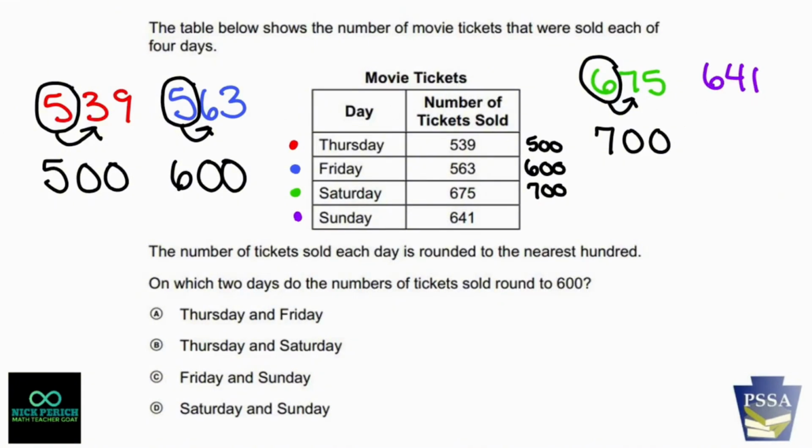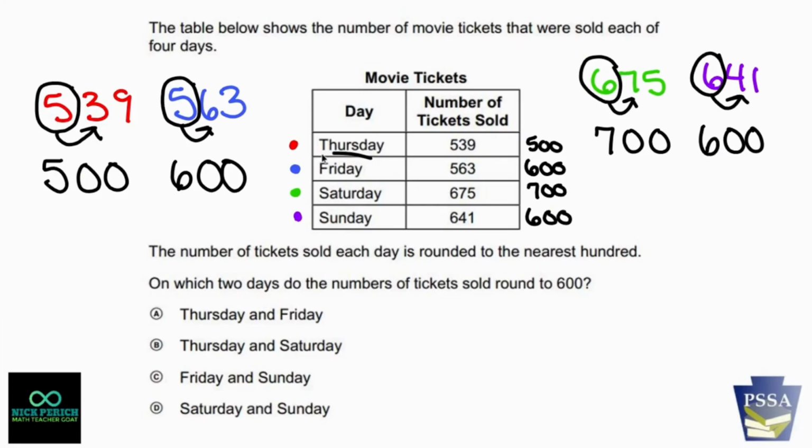Last but not least, we have Sunday, which is the number 641. Look at your place values from the right, ones, tens, hundreds. So circle the 6. Look to the number to the right of 6, which is 4. 5 or above, give it a shove. Nope. 4 or below, let it go. Yup. So write out your 6, and the numbers become zeros. So Sunday is 600.